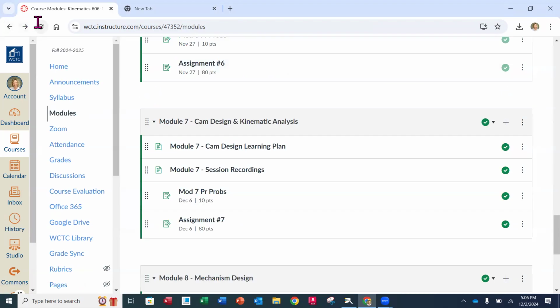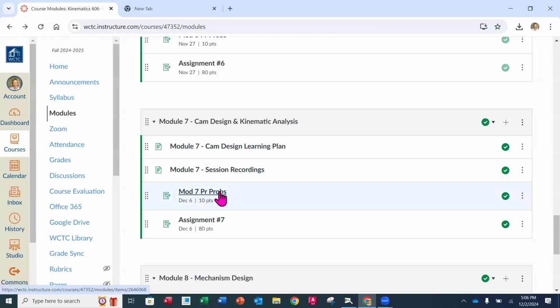Tonight we're going to look at the introduction to CAMs, looking at what we call displacement diagrams. And then the next time we meet, using displacement diagrams to create the actual CAM profile. So it works out really nice to divide it into 2. I'll put the session recordings out there as they become available.